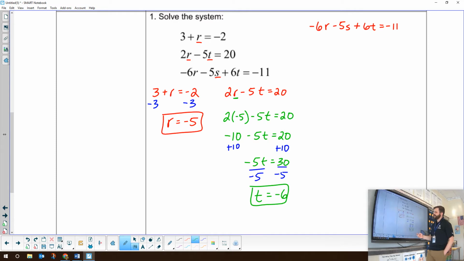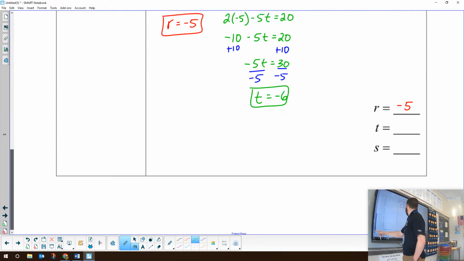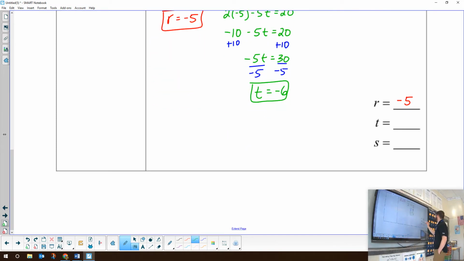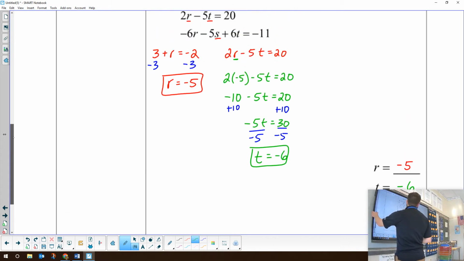Just like that, we already have two of my three answers here. R is negative 5, t is negative 6. Once we get those two values, what we can do is plug them back into the final equation to figure out what s is. It's just kind of a stepping stone kind of thing. They're not always going to be quite this simple, but this is a pretty good example here.